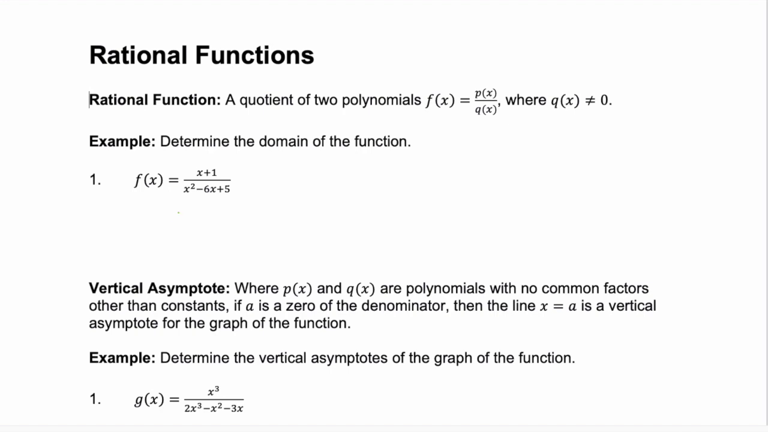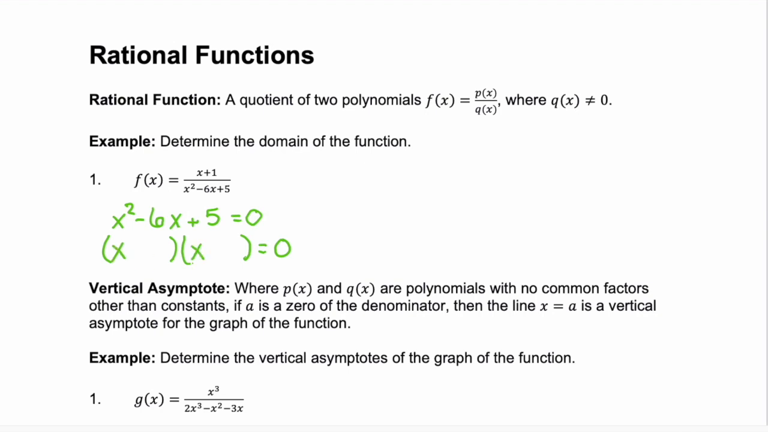So in this first example, we want to find the domain. To do that, we need to factor the denominator. So we're going to take x squared minus 6x plus 5. We want to know when that equals 0, and to do that, we need to factor it and then solve it.